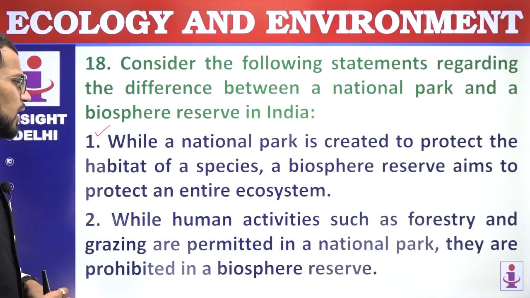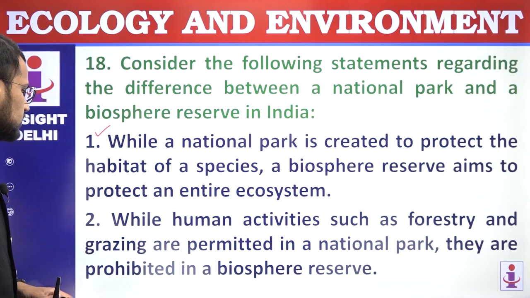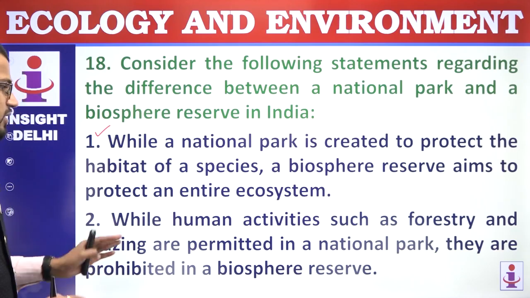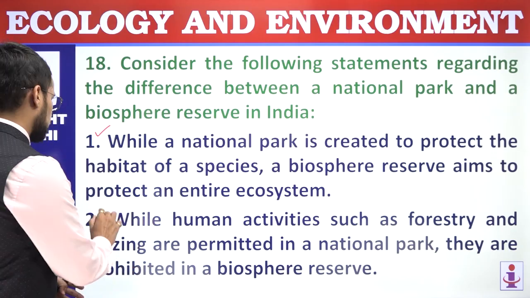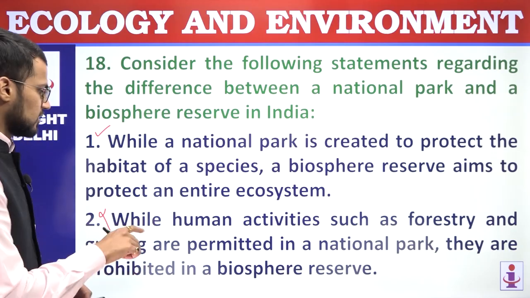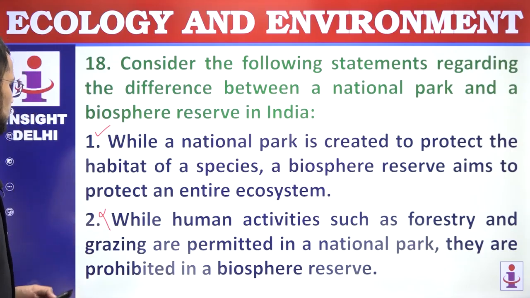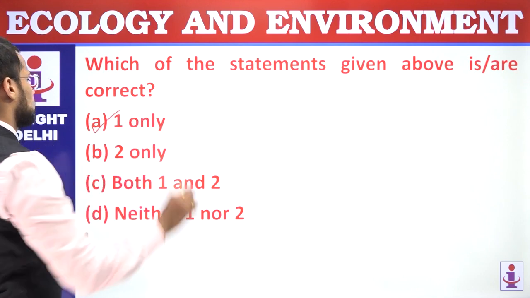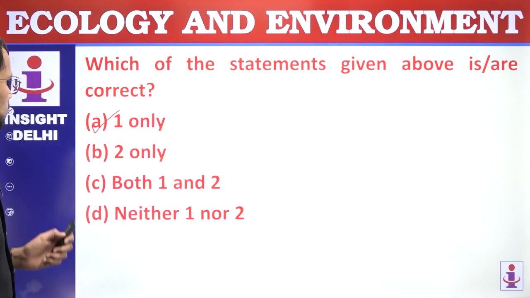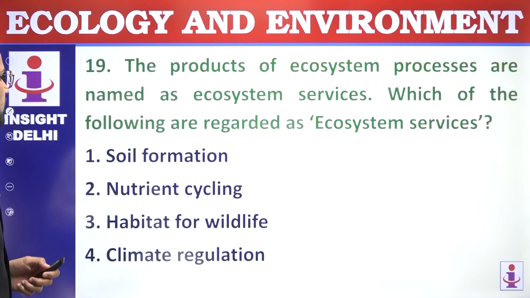Second, while human activities such as forestry and grazing are permitted in a national park, they are prohibited in biosphere reserve. Right? So human activities like forestry and grazing are not permitted inside national park, but they are permitted inside biosphere reserve. So we can say that statement has been flipped. Second statement is incorrect. Only one is correct. We are supposed to find out correct statement. Answer is A, only one. 18th, answer is A.